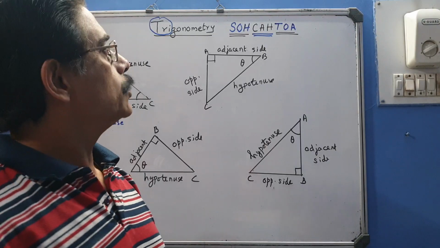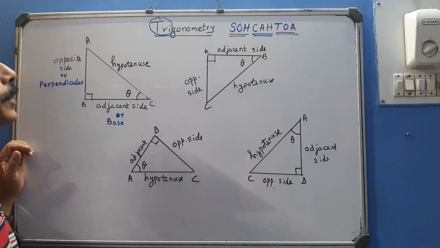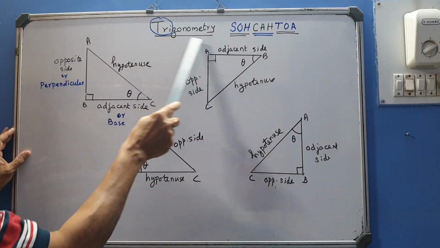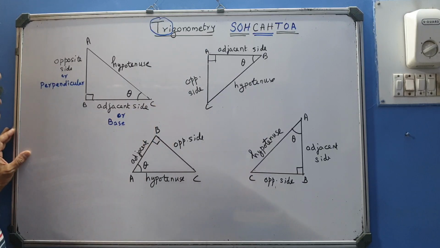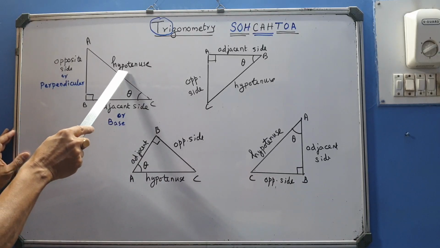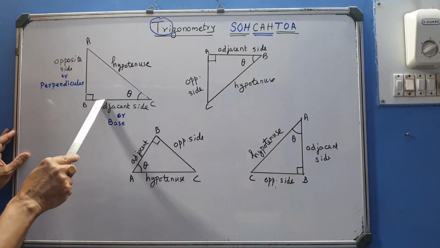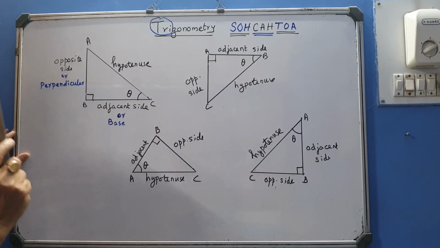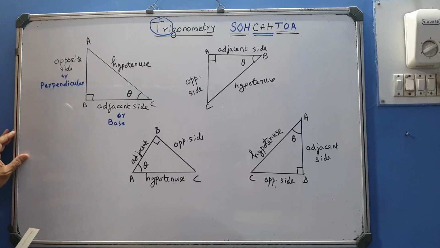Good morning, children. Today we are going to learn a very important lesson: trigonometry, the geometry of the triangle. Actually, it is the geometry of the right angle triangle. Look at this right angle triangle. We already learned this word, hypotenuse, which is the side opposite to the 90 degrees. Hypotenuse is always opposite 90. That we already learned in your 7th standard and 8th standard.